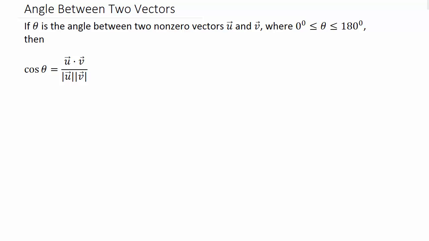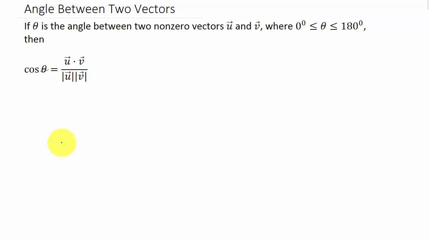Finding the angle between two vectors. Alright, so if theta is the angle between two non-zero vectors, u and v, and theta is between 0 and 180 degrees, then cosine theta equals the dot product of u and v divided by the magnitude of u times the magnitude of v. So this is what we use to find theta.